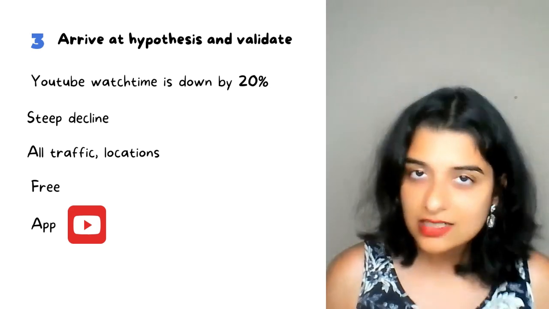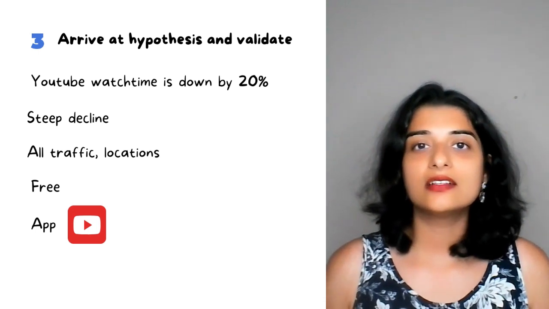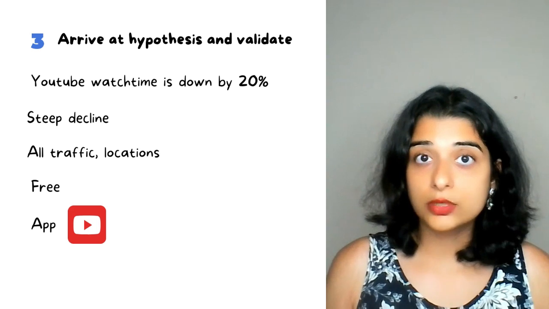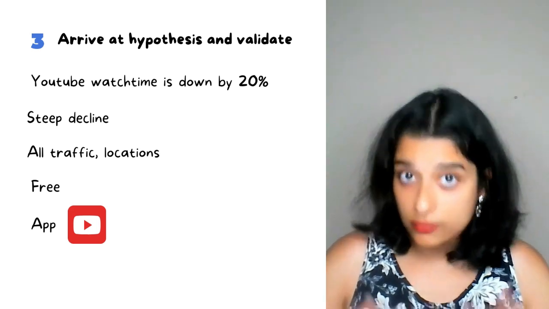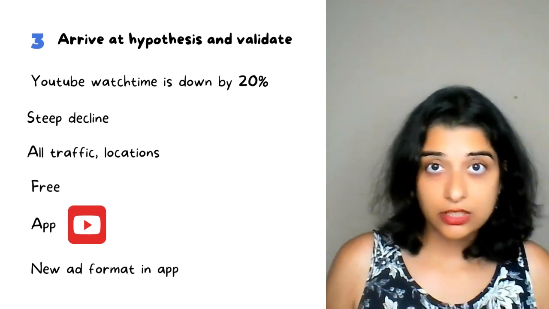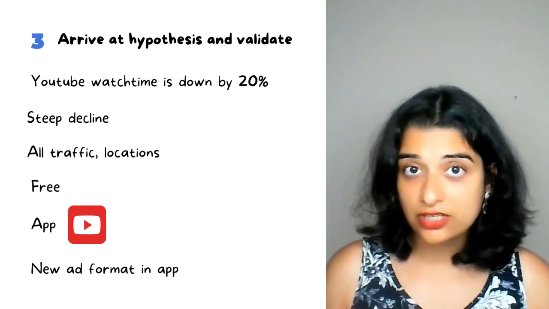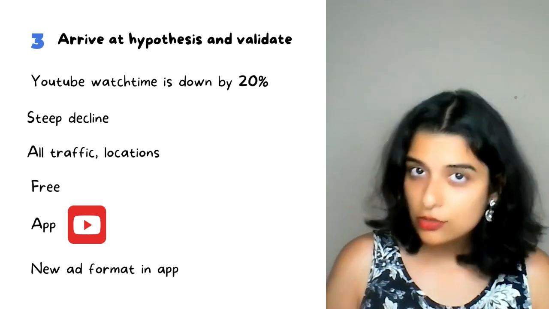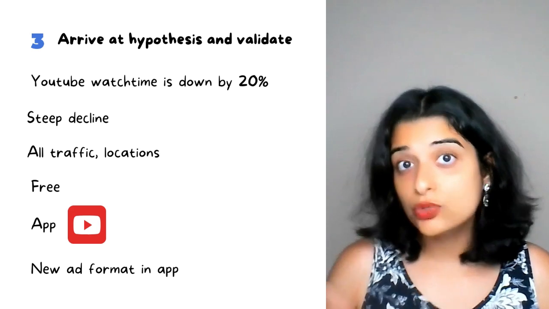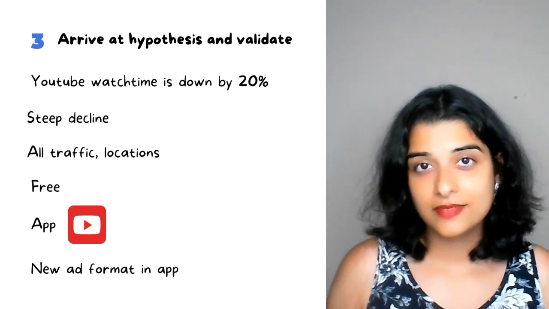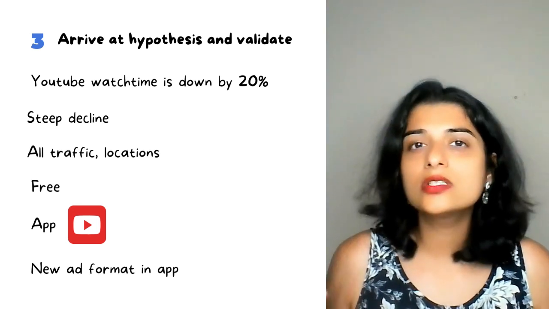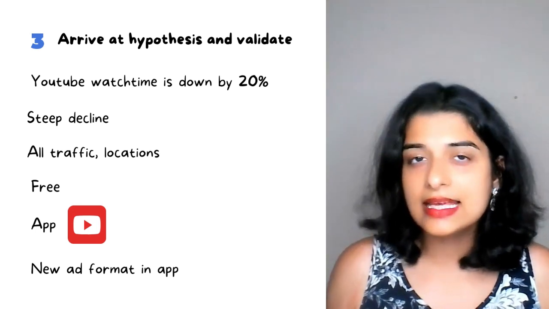When analyzing the internal factors, you learned that YouTube recently launched an app update that allowed YouTube to display a new ad format in place of the recommended videos, which moved the recommended video section below the fold. You also learned that the drop is coming from the app that used this new version. So when you have all these insights, I would come up with a hypothesis like this.